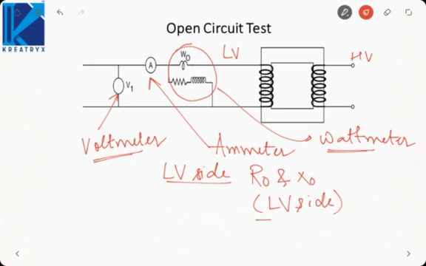Remember this. Wherever the instruments are connected, the parameters that you obtain will be referred to that side only. They will not be referred to the other side. For referring them to the other side, you have to take the transformation ratio squared. But by default they will be calculated on the side wherever the instruments are being connected.